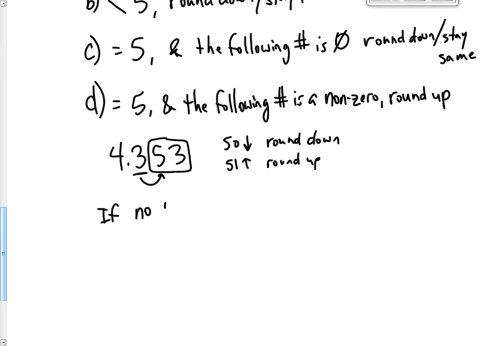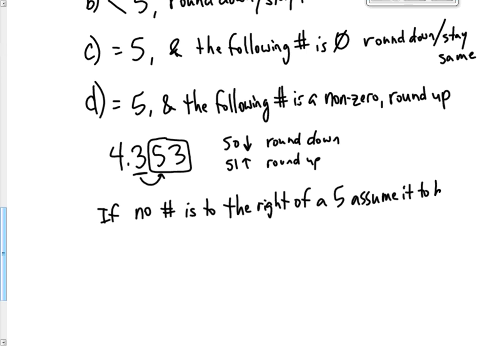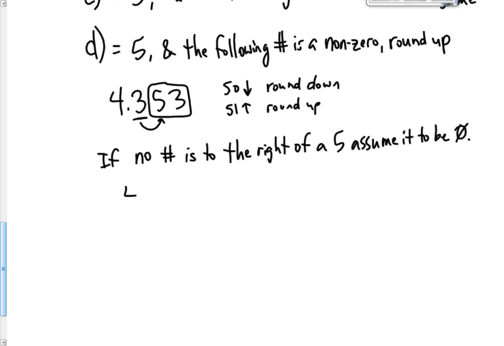Okay, now, if no number is to the right of a 5, assume it to be a 0. So in the same example, if I said 4.35, and we're going to round the 3, well, we're going to look to the 5. The 5 tells us to look to the next number. There is no next number, so we're going to assume that it's a 0, round it down, and it's going to stick at 4.3. Okay? So those are our rules. So let's do a few examples.